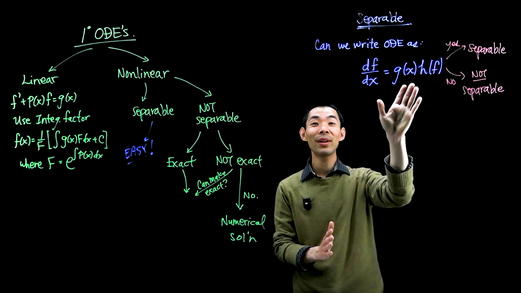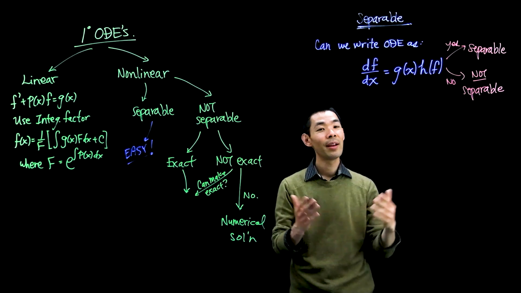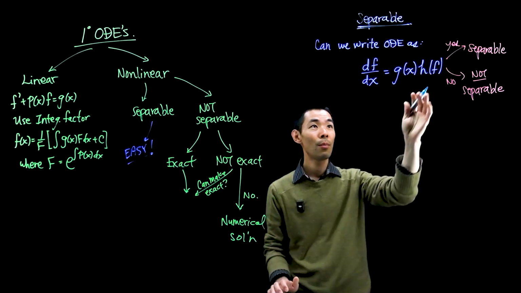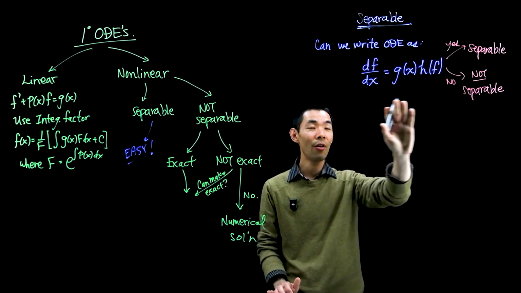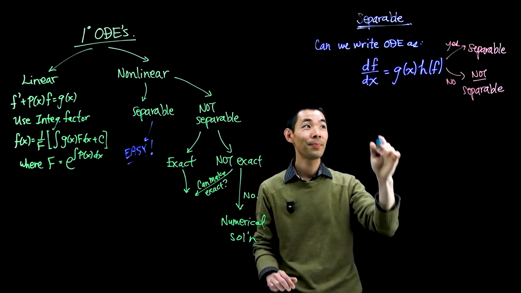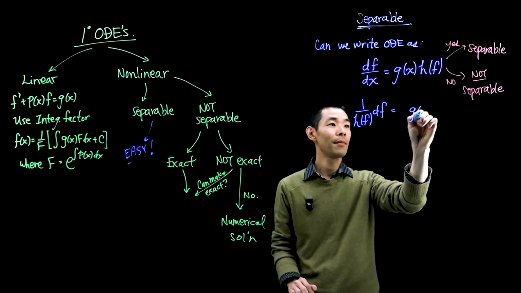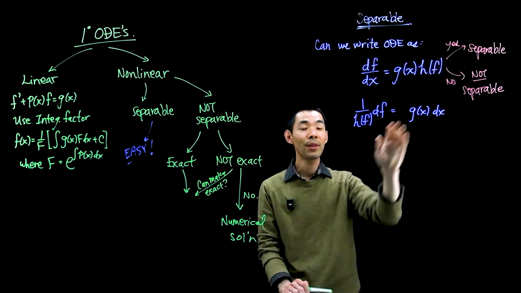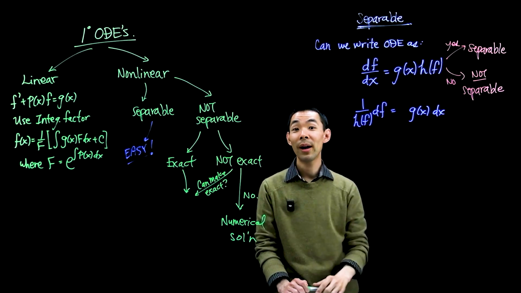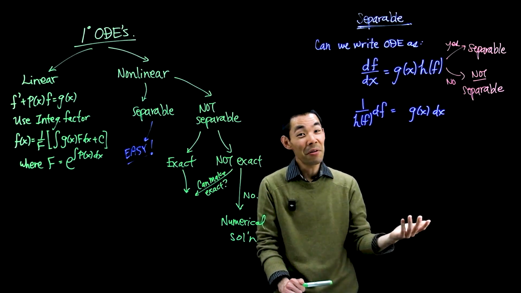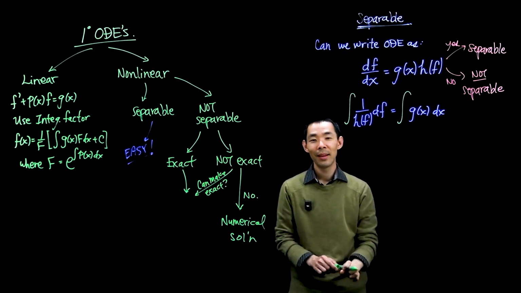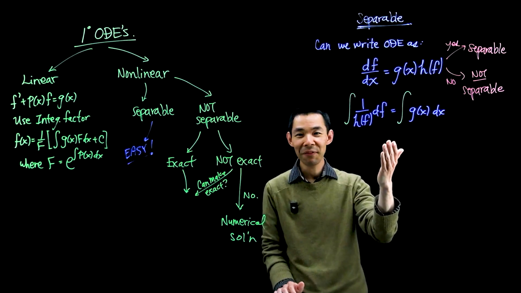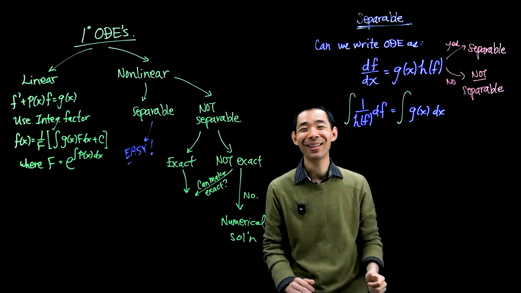Suppose it can be written in this separable form. Then the solution is very easy to do. All you need to do, bring all the f's on one side, all the x's on the other side, and integrate both sides. All I've done is to bring h of f on the left-hand side, kept the g of x on the right-hand side, multiply it through by the small increment dx. We just now integrate both sides. And after that, you would just solve for your function f, and that's your solution.